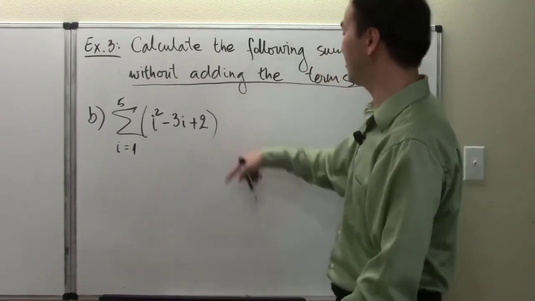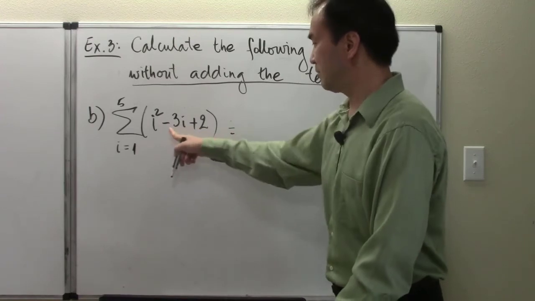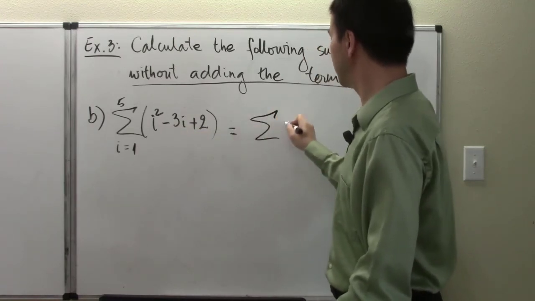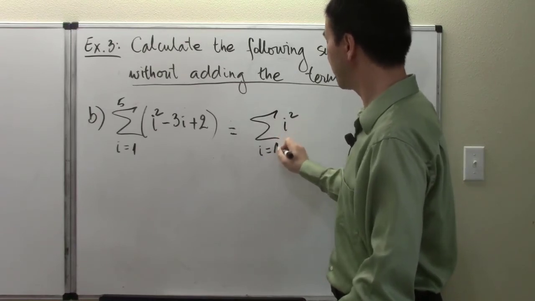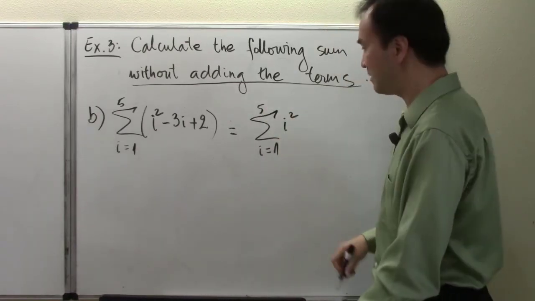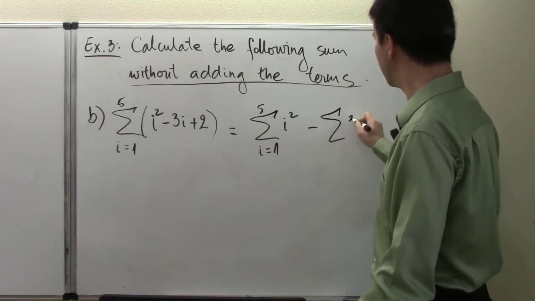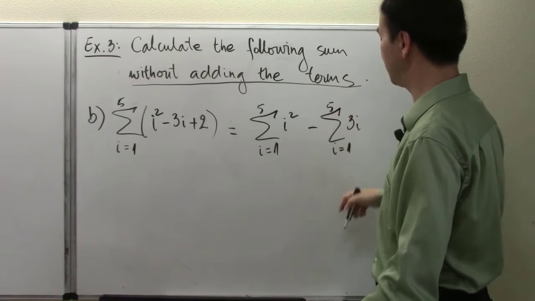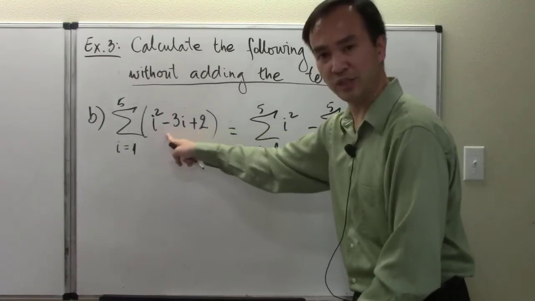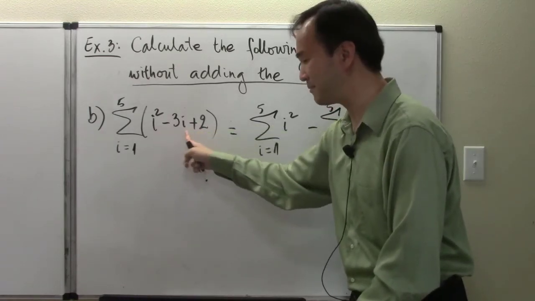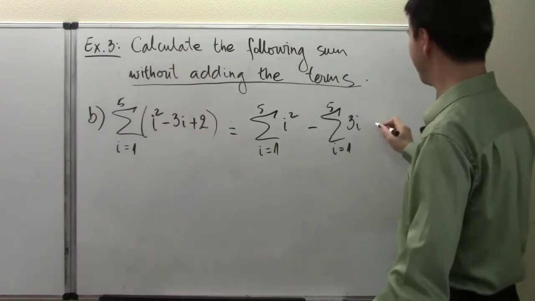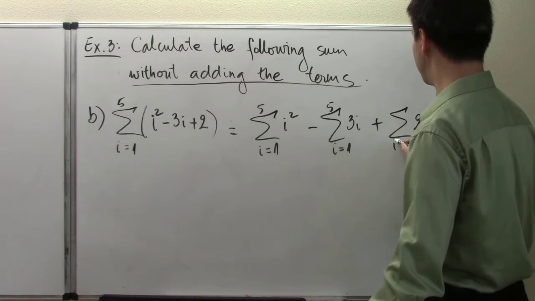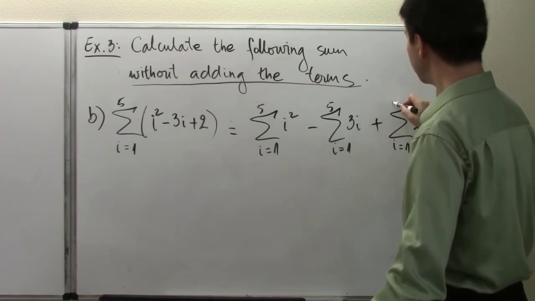So now here's how I see it. The sum and difference rule from earlier allows me to break this up as the sum of i squared from 1 to 5, minus the sum of 3i from 1 to 5, because there is subtraction between these two subterms. So ai, bi, maybe some ci right here, and plus the sum of all the constant terms, 2, from 1 to 5.